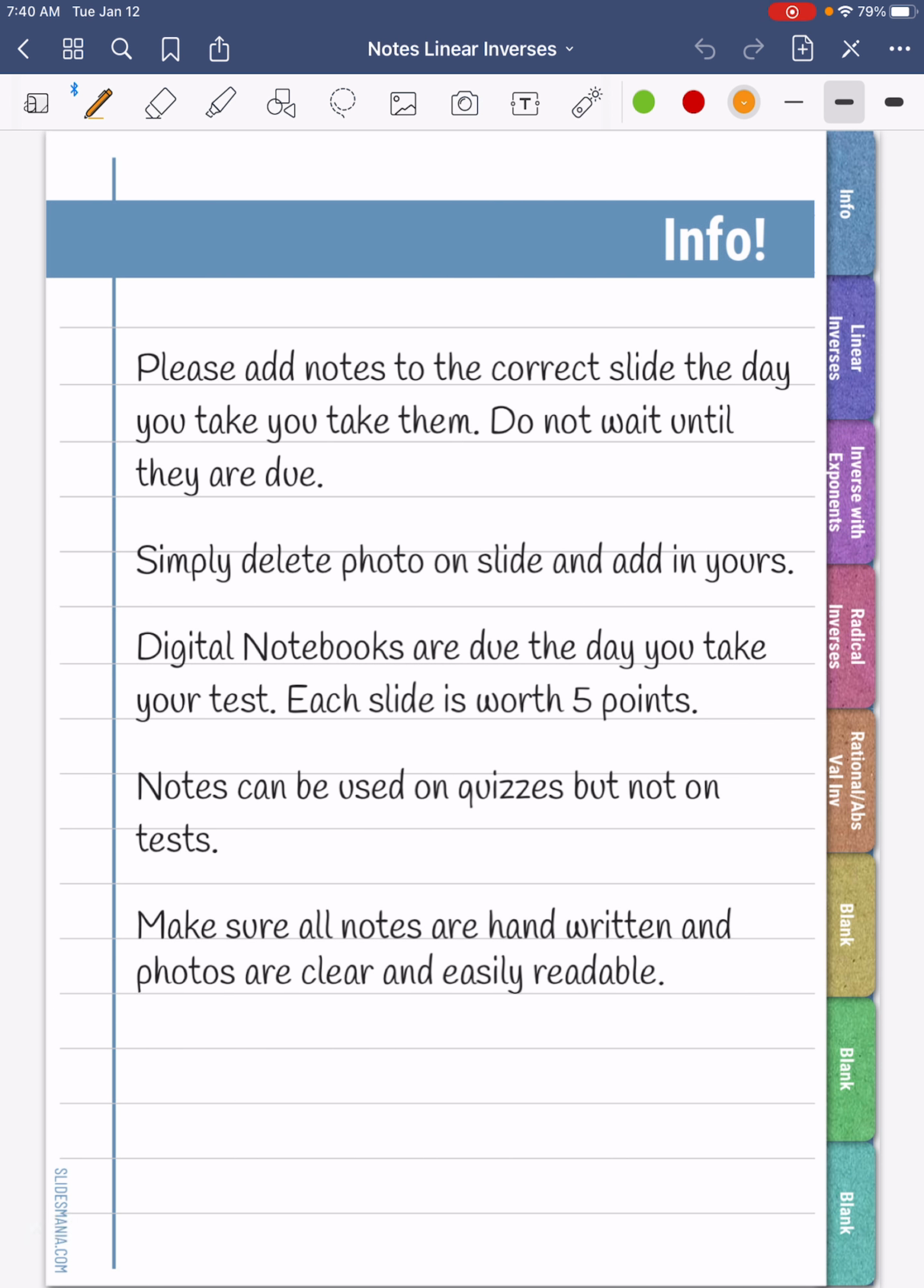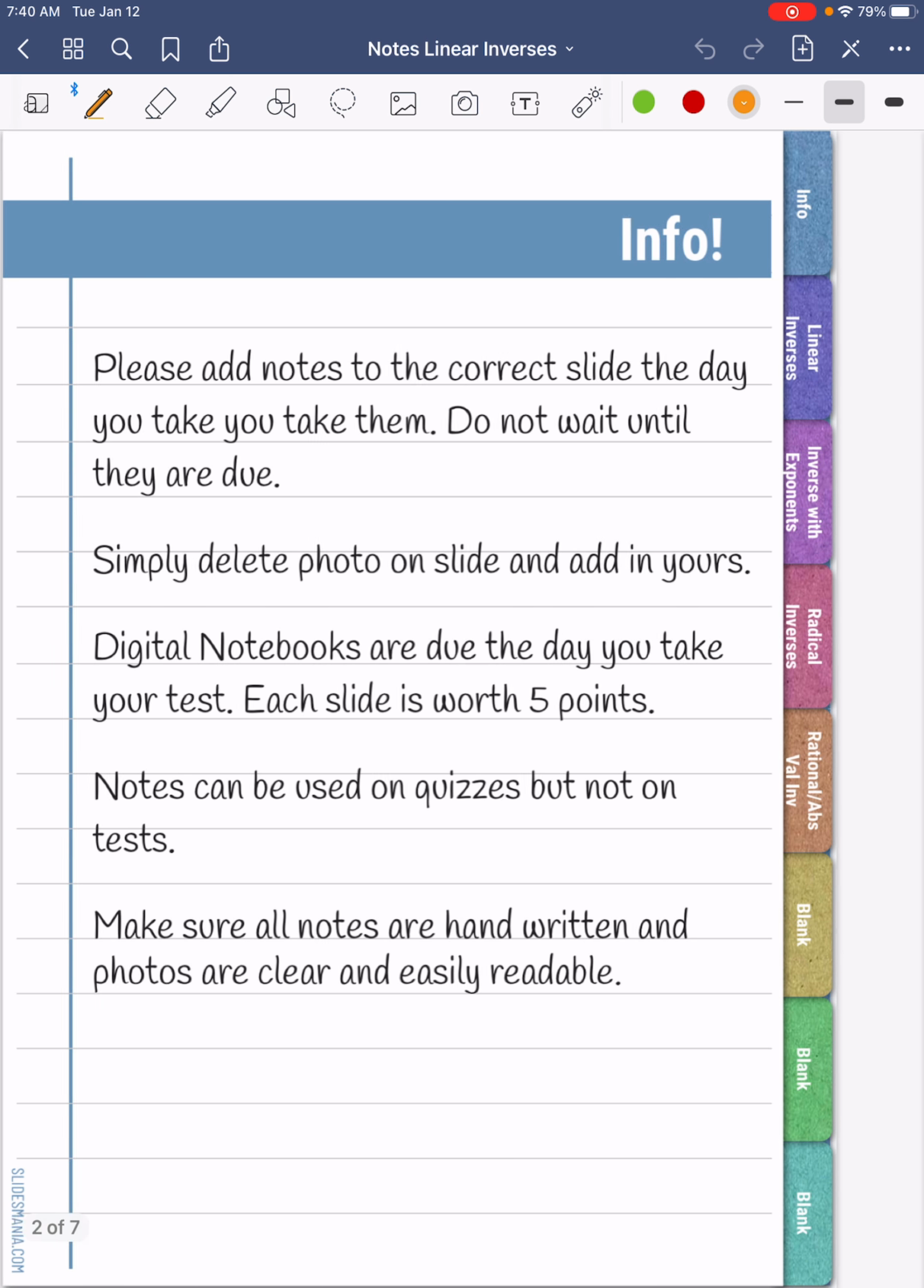You need to make sure that you put in your notes the day that you take them. Don't wait till your notebook is due. You just delete the photo that's on the slide and add yours in. The notebook's due the day you take your test, which is going to be next Friday. Each slide is just worth 5 points, and then you're allowed to use notes on quizzes but not on tests. Make sure everything's handwritten, and then the photos are clear and easy to read.